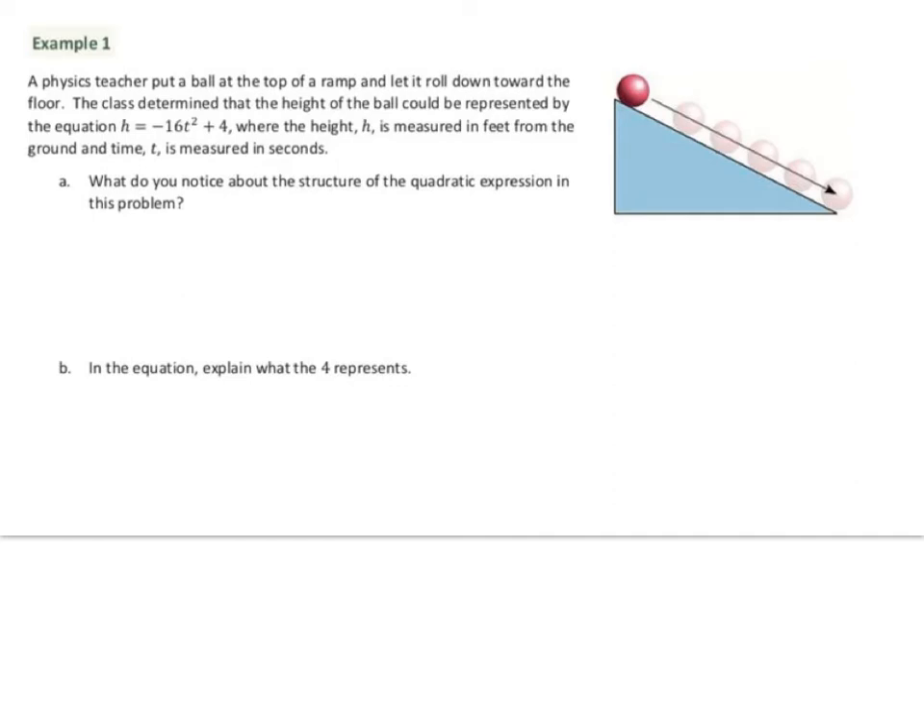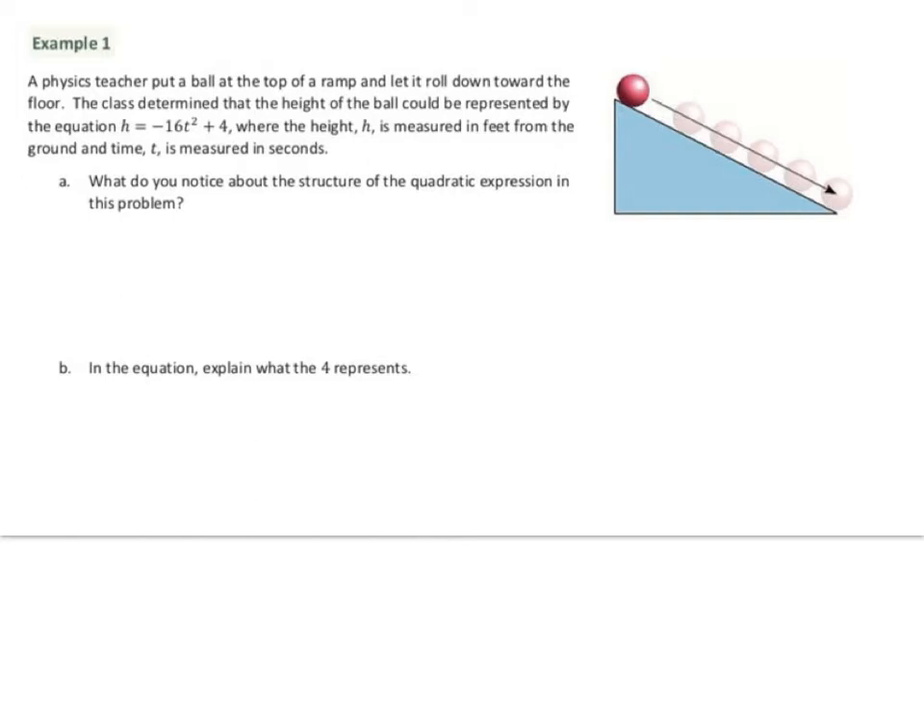Example 1. A physics teacher put a ball at the top of a ramp and let it roll down toward the floor. The class determined that the height of the ball could be represented by the equation h equals negative 16t squared plus 4, where the height h is measured in feet from the ground and time t is measured in seconds. What do you notice about the structure of the quadratic expression in this problem?